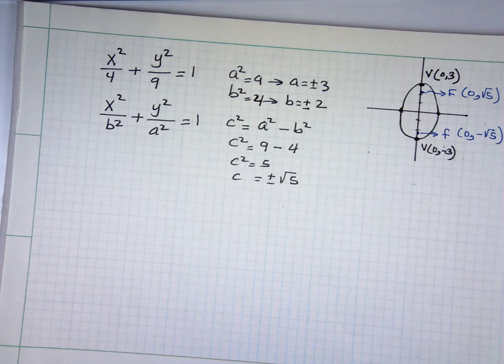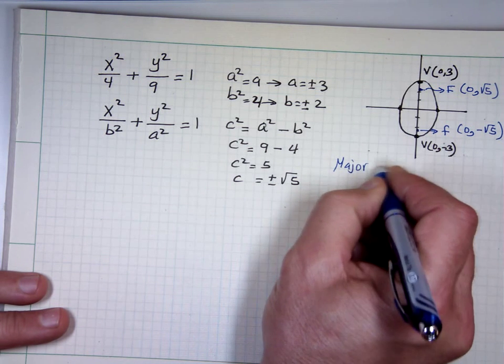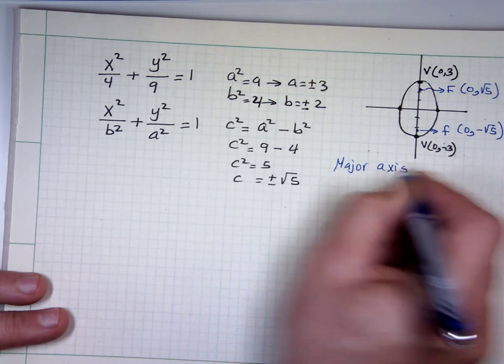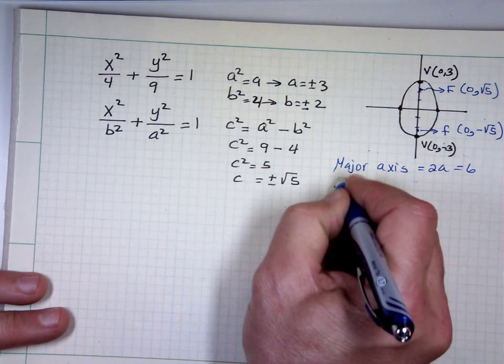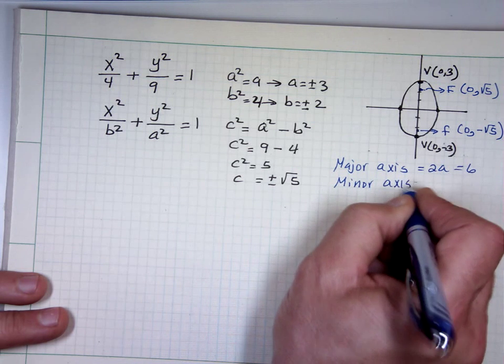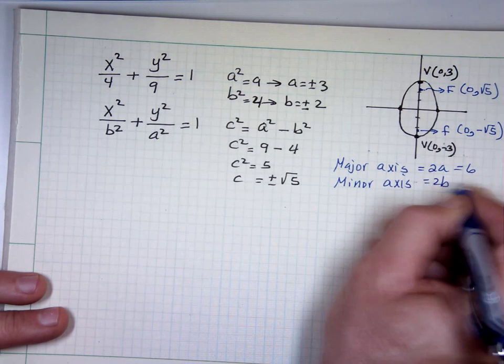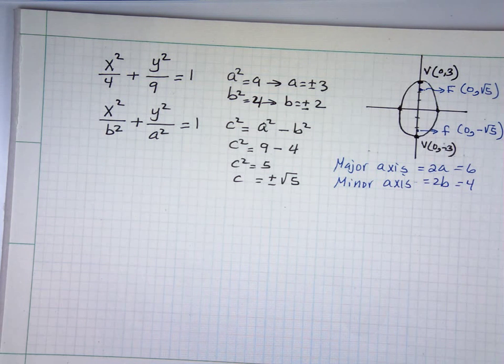What's my major axis? That's twice A. 6. What's my minor axis? 4. Twice B. 4, yes. That's the major. This is the minor. So if you have to make a box for this, you want to fit that egg inside it, you want the length to be 6, the width to be 4. And that thing will drop just inside it.